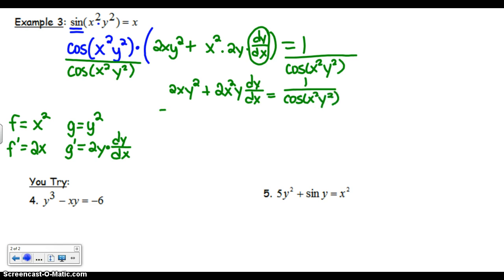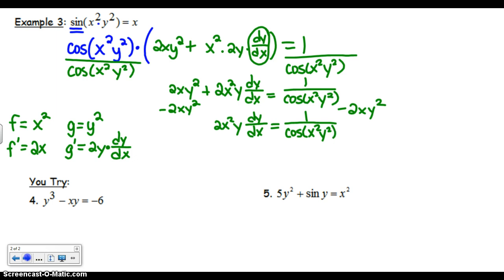And so then I'm going to subtract my 2xy squared. So I have 2x squared y dy dx equals 1 over cosine of x squared y squared minus 2xy squared. So again, this is really just rules of algebra after the first step. You're just solving for a variable to get it by itself. So you have to think about solving any equation and how the rules of algebra work.